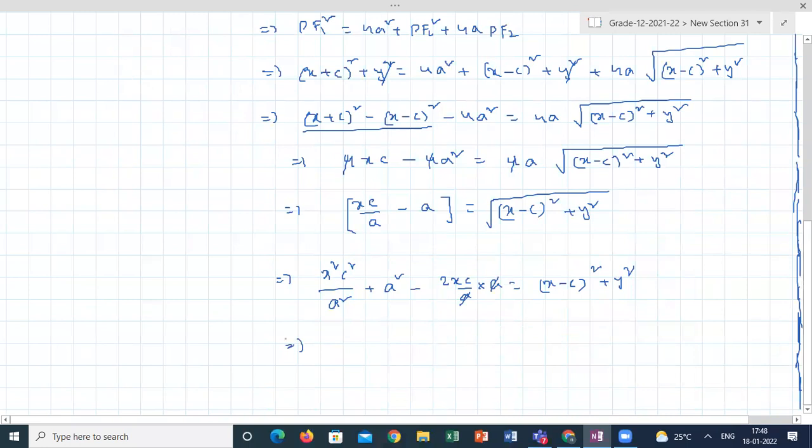Wherever you are having c square, make it as a square plus b square and do it. Let me know what is the final answer you are getting. What is your final answer?